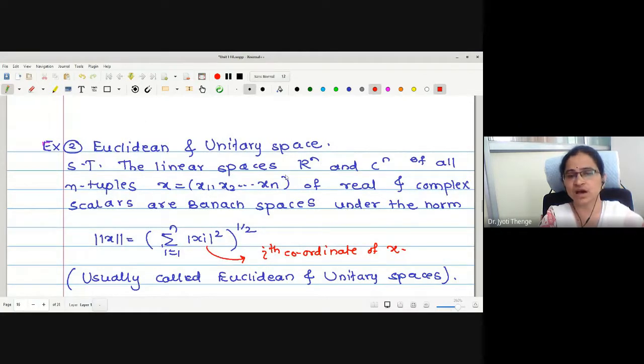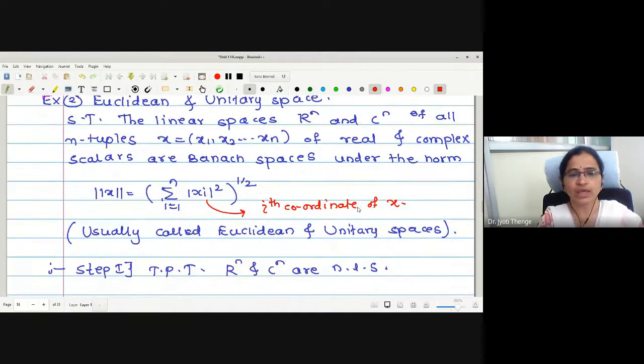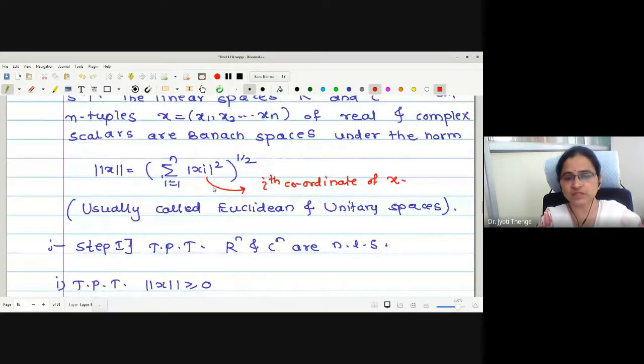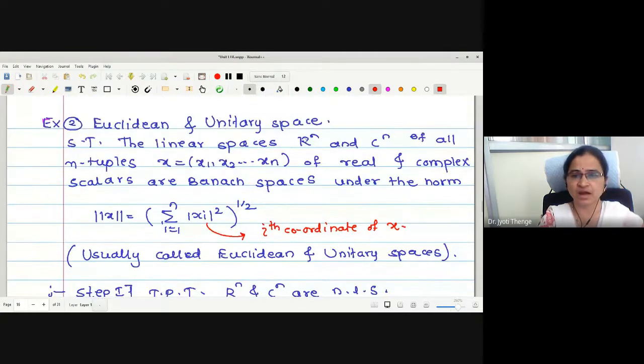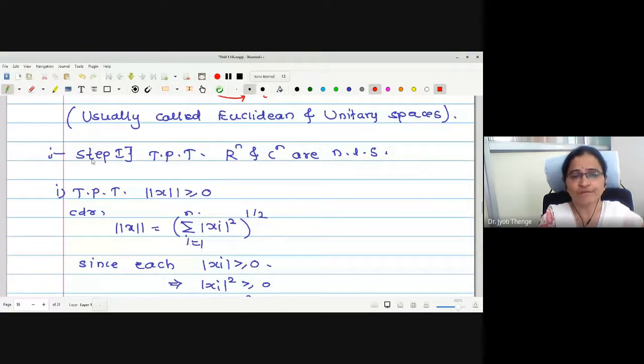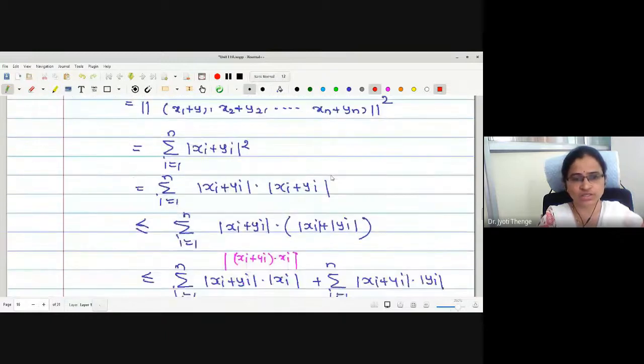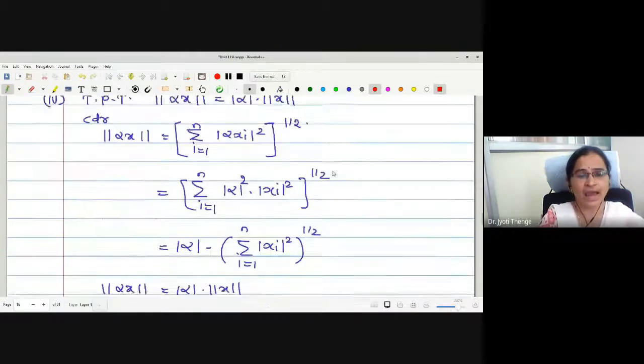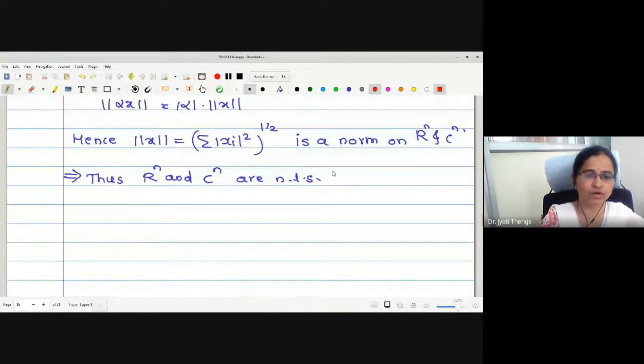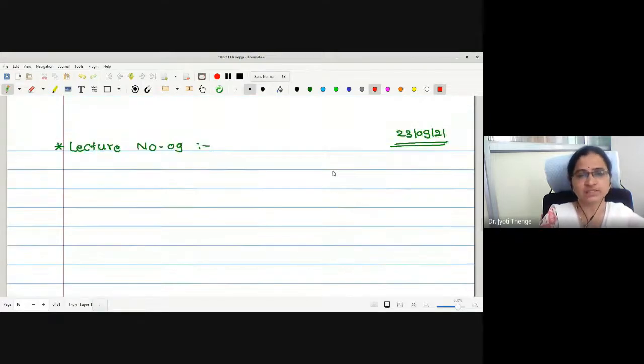Later, we have seen the second example of n-dimensional spaces, Euclidean and unitary spaces. Euclidean if this is under Rn, unitary if it is under Cn. Here the norm was given by the distance formula simply. The job is to prove both spaces Rn and Cn are Banach spaces. The first step to be verified is that Rn and Cn are normed linear spaces by verifying all those four conditions. This much we have done, and the second step we have not completed due to insufficient time.